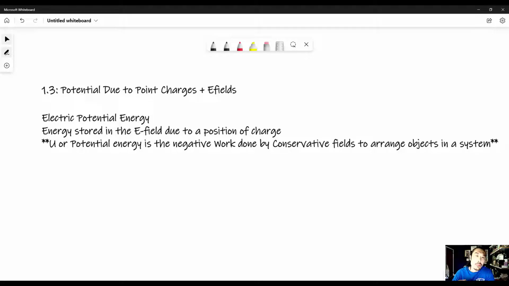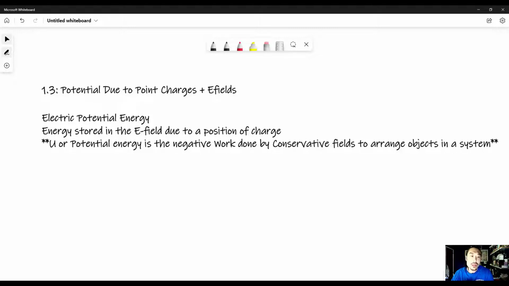Today we're going to go over potential due to point charges and E fields. This one we have a couple of things to write down, so get your writing hand ready and let's get started. So the first thing I want to go over is the definition of electric potential energy.